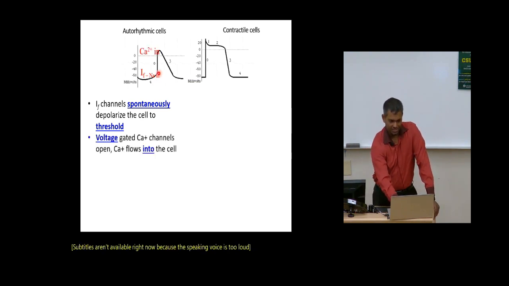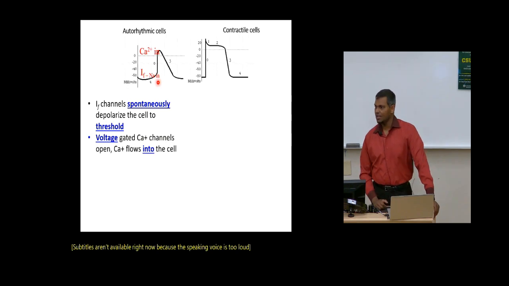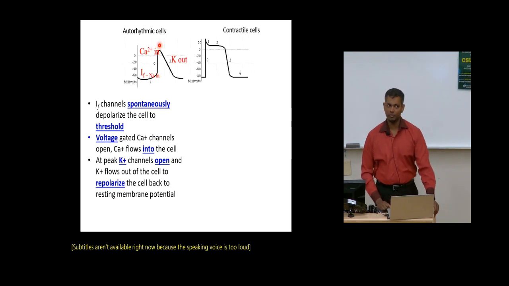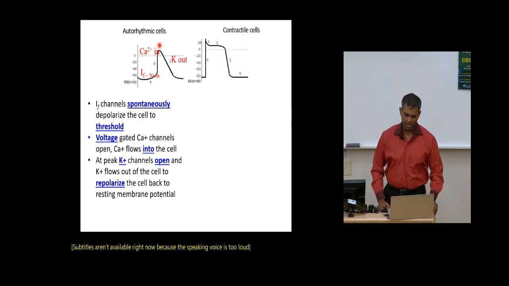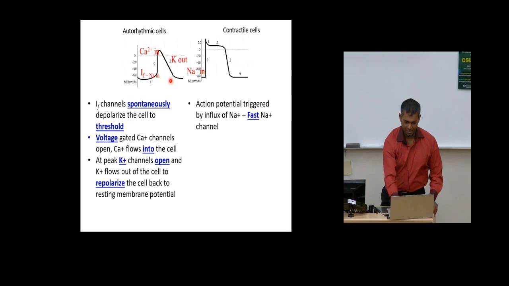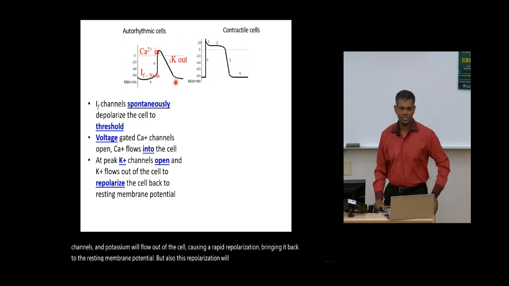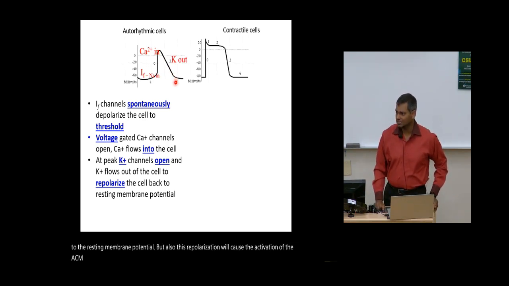Voltage-gated calcium channels, right? Just opening of voltage-gated calcium channels, and so calcium will flow into these cells, causing a rapid depolarization. And this rapid depolarization will cause the opening of voltage-gated potassium channels, and potassium will flow out of the cell, causing a rapid repolarization, bringing it back to the resting membrane potential. But also, this repolarization will cause the activation of the HCN channels.